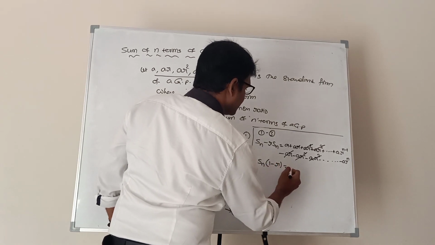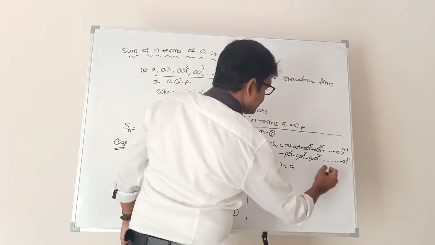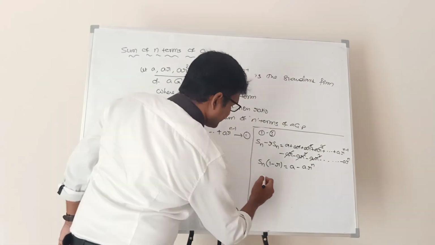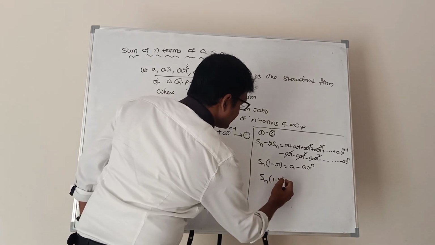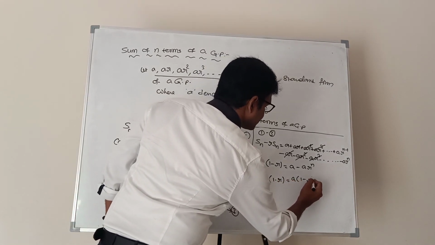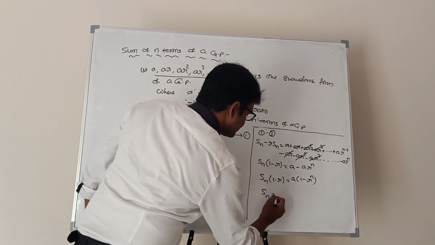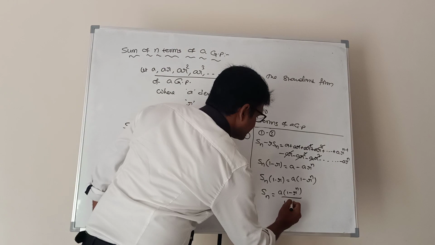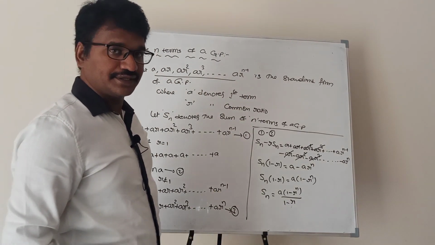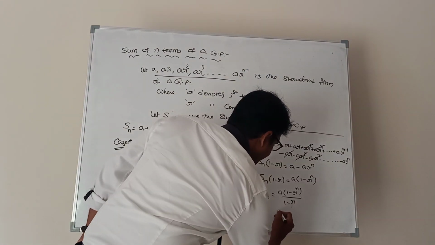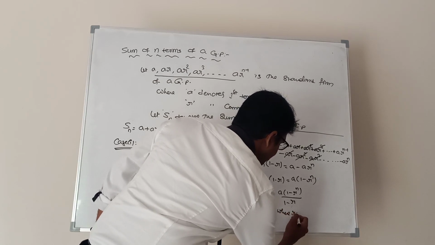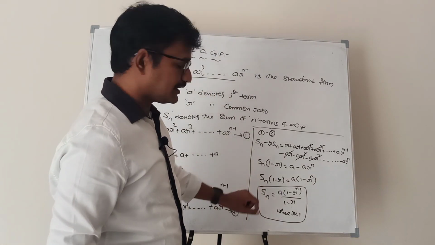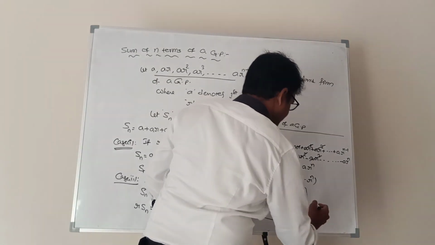Sn into 1 minus r is equal to a, finally minus a into r power n will remain. So Sn is equal to a into 1 minus r power n, divided by 1 minus r. This is the formula for the sum of n terms of a GP, where r is less than 1.